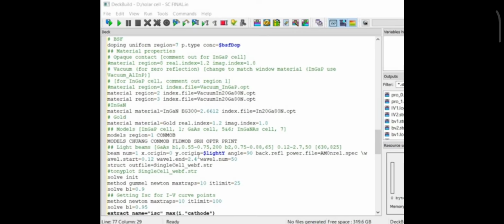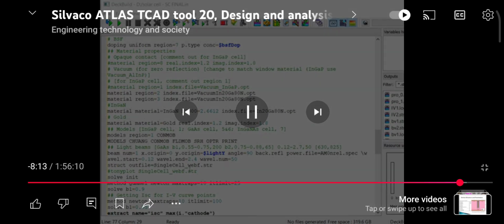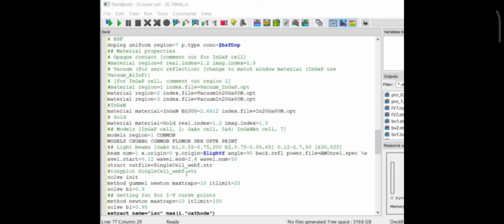Next, you have to save the structure file. I have saved the structure file with the name of single cell underscore W. You can use any name to save the structure file.